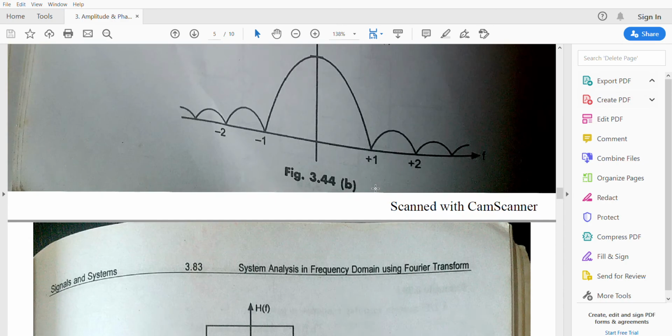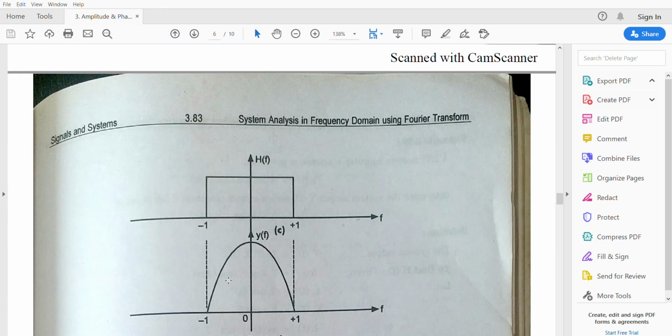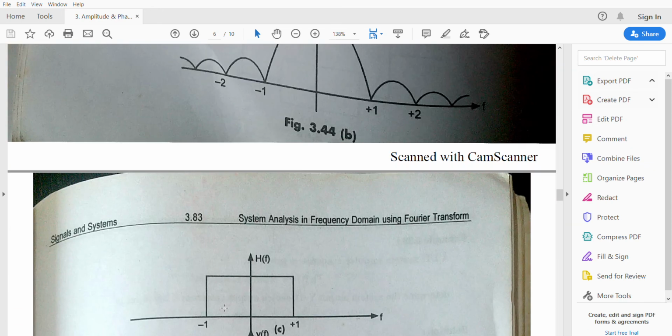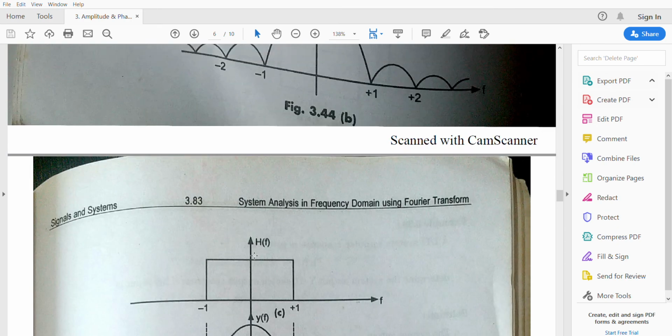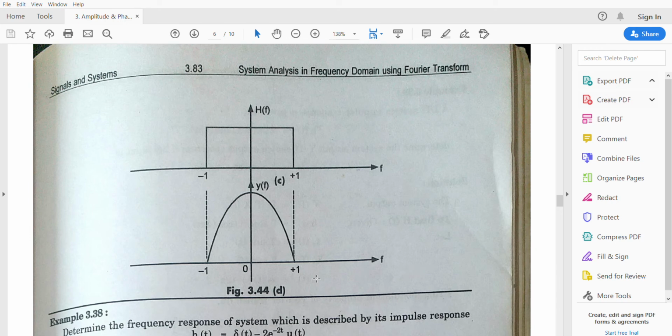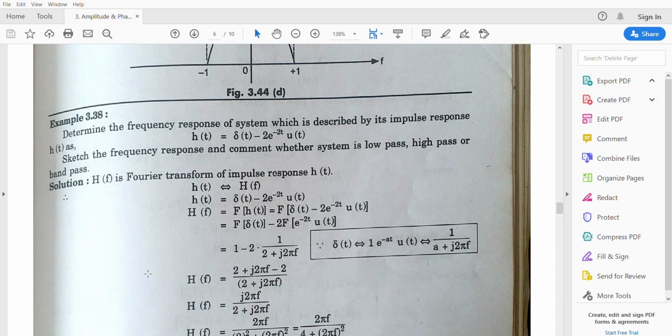So this is the input response in the frequency domain, a sinc pulse. This is the system response, which is rectangular, and if we take the multiplication, the rectangular signal is present only from -1 to +1. So the multiplication of these two signals is nothing but only -1 to +1, and this is our output response. Okay, so we will see one more numeric.